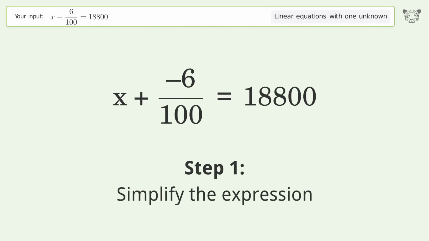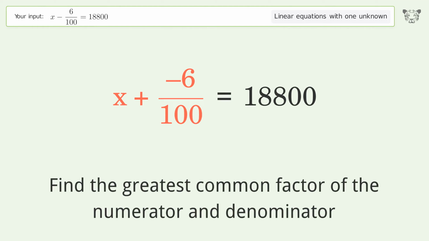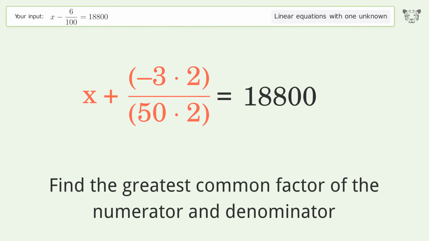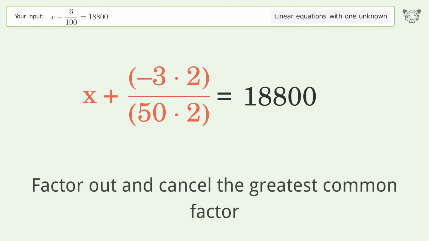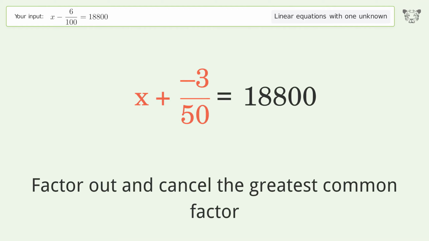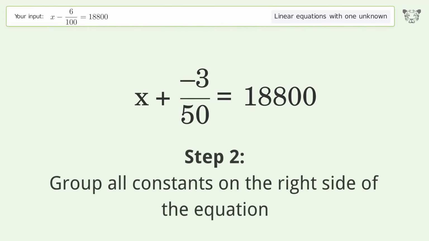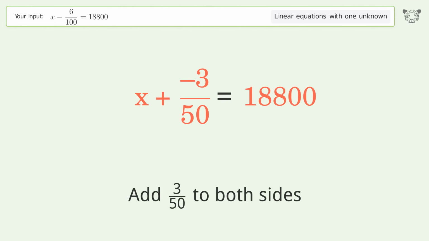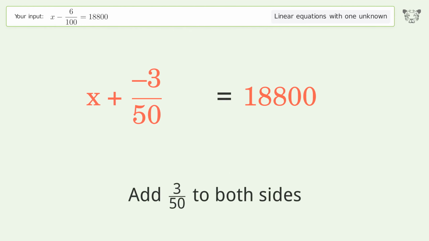Simplify the expression. Find the greatest common factor of the numerator and denominator. Factor out and cancel the greatest common factor. Group all constants on the right side of the equation. Add 3 over 50 to both sides.